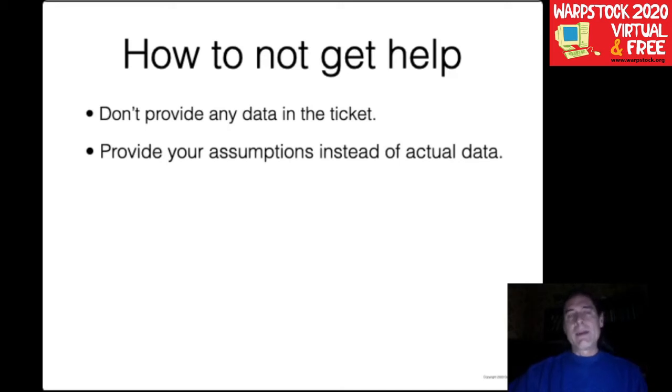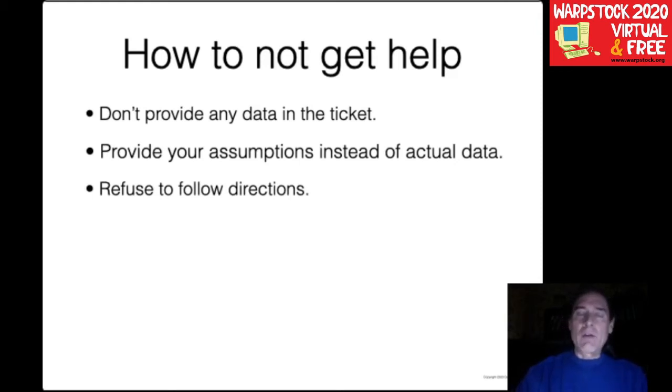The next thing that'll guarantee your ticket won't get worked on is refuse to follow directions. If we've asked you for another test or another file or another log or something, it's because we don't have enough information to tell what's going on. If you don't do that or you never get back to us, sorry, but the ticket just won't get worked on anymore.